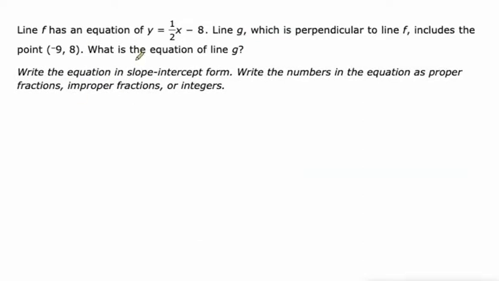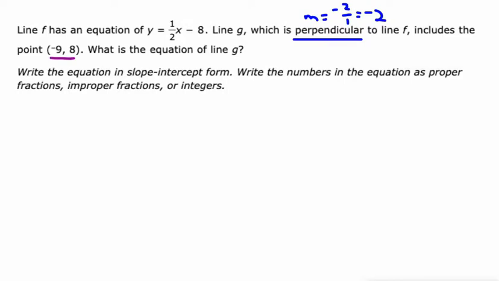Line F has an equation of this. Line G is perpendicular now. We're talking perpendicular. And includes this point. What's the equation of G? All right, so since it's perpendicular, its slope is going to be the opposite reciprocal of 1/2. So its slope is going to be -2 over 1 instead of positive 1/2, which is just -2.